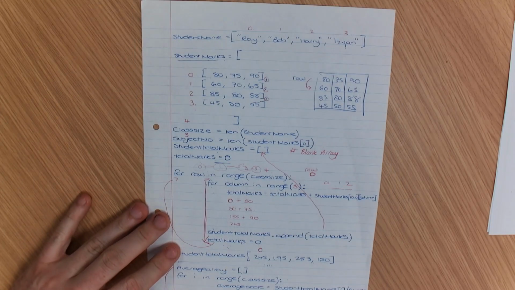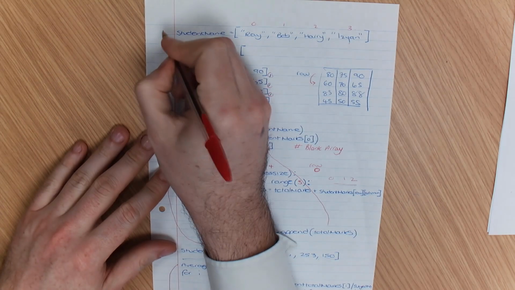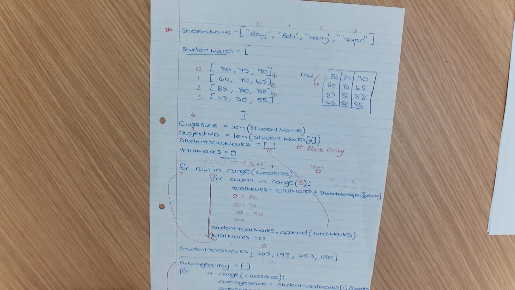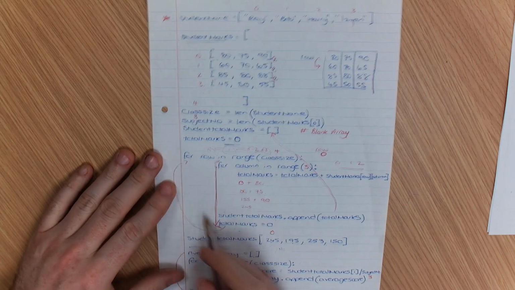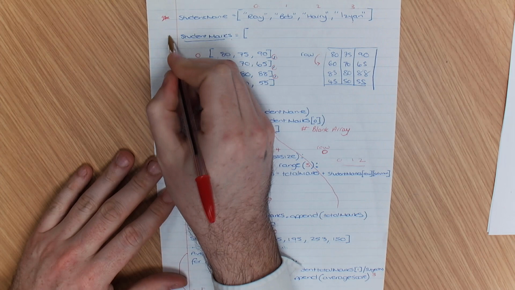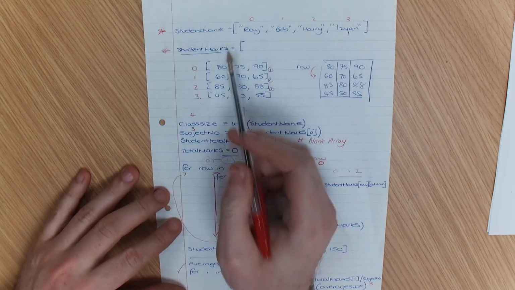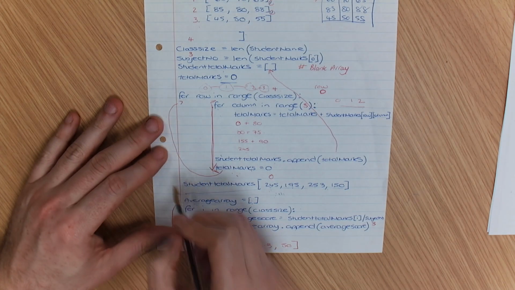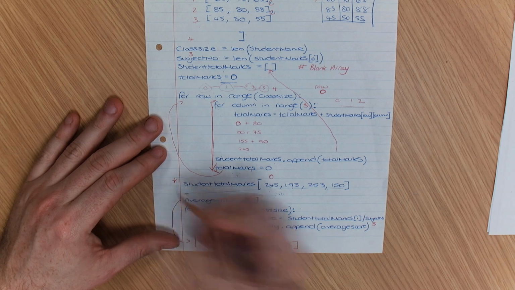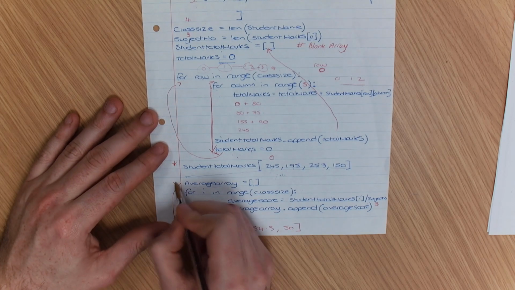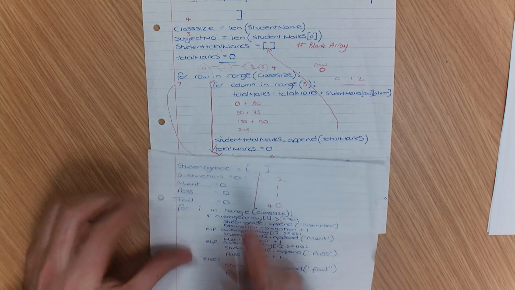So we've done our program. You've got an individual list called student name. Okay. You've got an individual list of their marks. You've got, well, actually, you've got a 2D array of marks. Their total marks, their average marks, and also student grade.